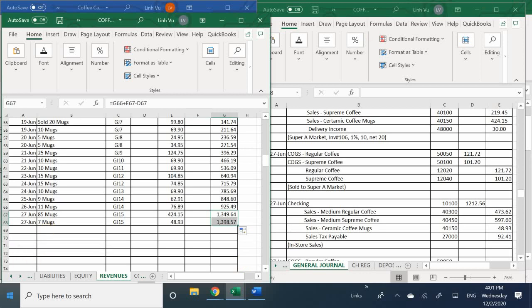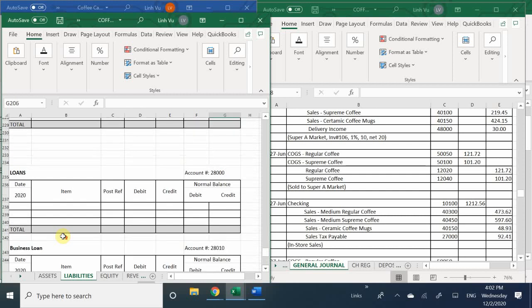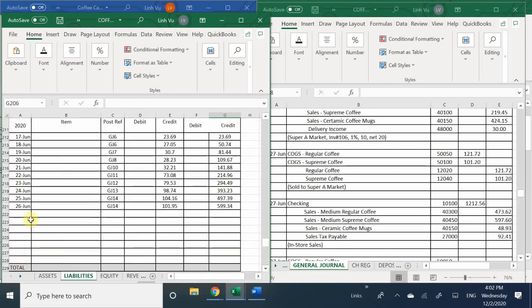Now we have to go to our sales tax payable, which is gonna be under our liabilities. 627, general journal 15. And the amount for this is going to be $92.41. $92.40? 41 cents. Oh, 41. My bad. 41. Bringing our total to $691.75. All right, good.